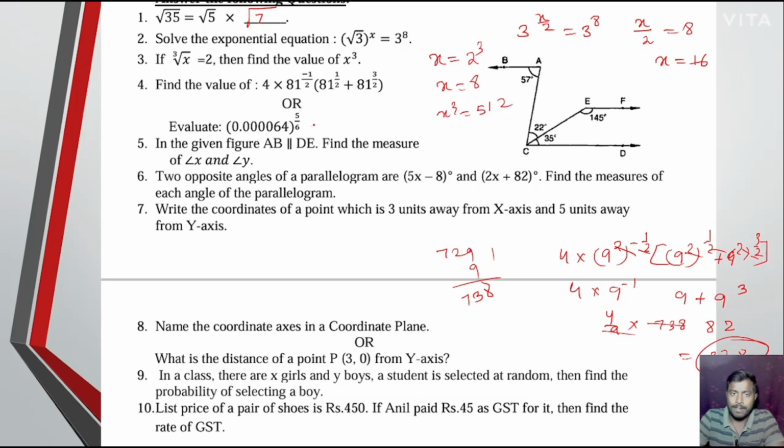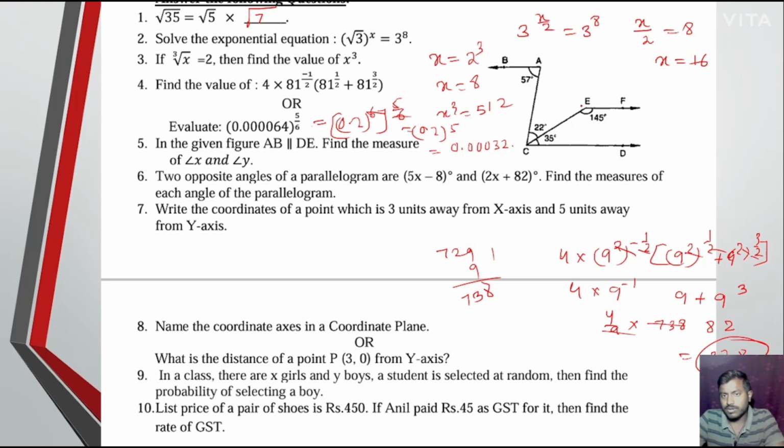Okay. Next, question number 4. 0.2 whole to the power 6 whole to the power 5 by 6. Now 6 and 6 cancel. So 0.2 whole to the power 5 is equal to 0.00032. Clear? Next. In the given figure, AB parallel DE, find the measure of X and Y.